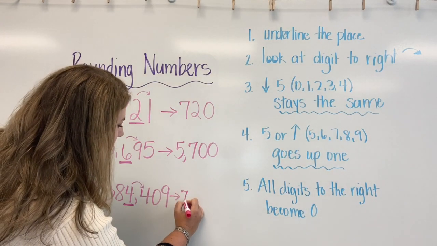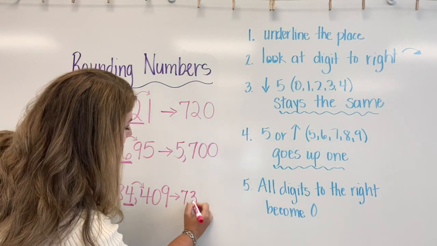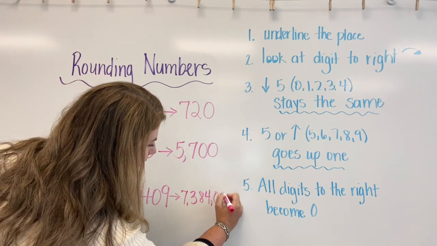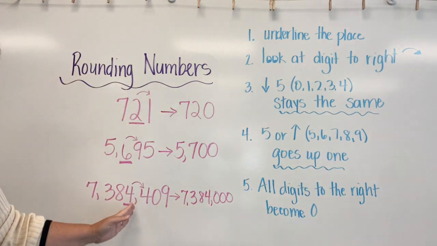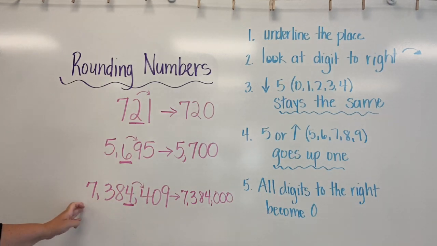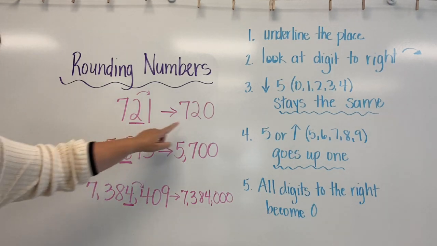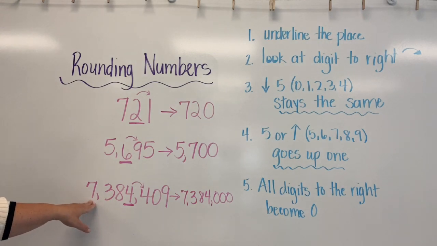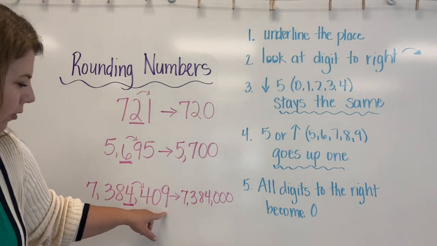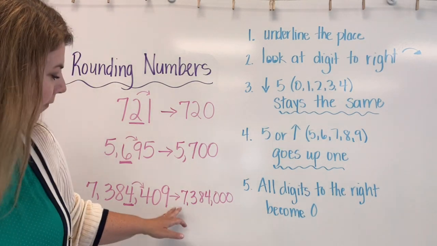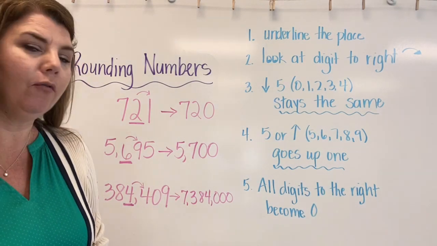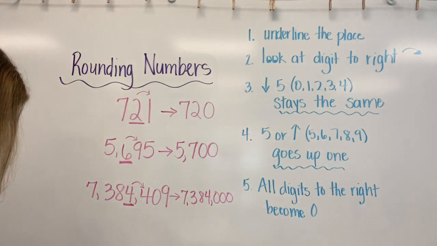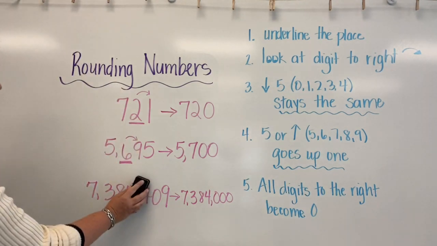Now, what we can't forget is that everything in front of the underlined digit stays the same. We still have to put it, right? So 7,384,409 rounds to 7,384,000. All right, let's try a few others.